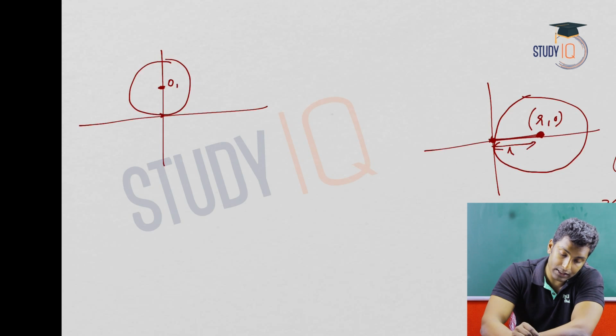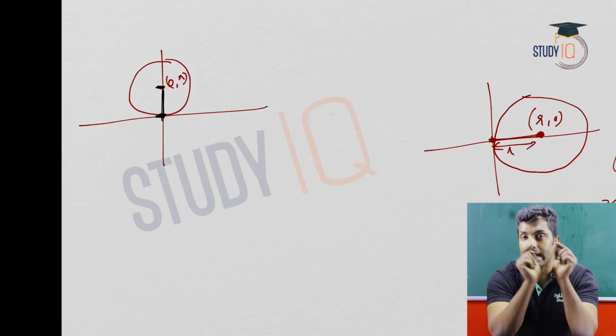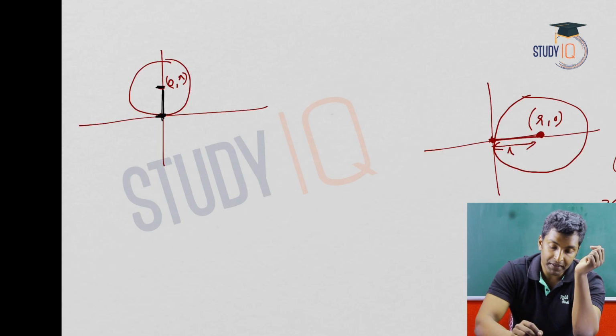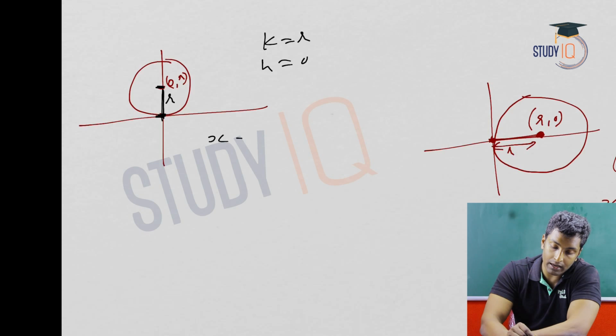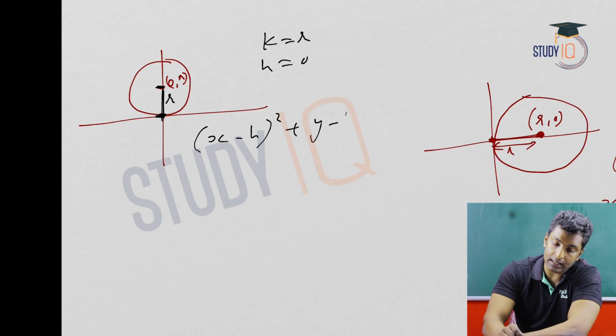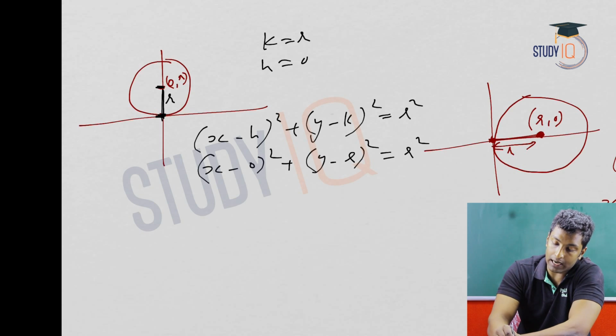So center on the y-axis means x is going to be 0 and the y coordinate will be r, because this distance is your radius only. This is your center and this is one of the extremities of the circle, or one of the points on the circle. So from the center to the point on the circle, the distance is your radius. So this is clearly your r. So you can write k equal to r and h equal to 0. So in your equation, (x minus h) whole square plus (y minus k) whole square equal to r square, substitute k equal to r. So (x minus 0) square plus (y minus r) square equal to r square.